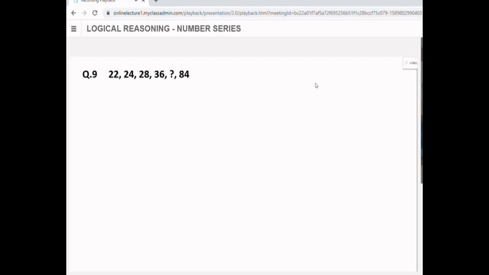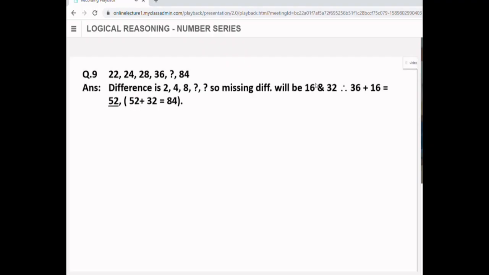Here comes the explanation. The differences are 2, 4, 8, question mark, question mark. The missing differences will be 16 and 32. 2 ka double is 4, 4 ka double is 8, 8 ka double is 16, 16 ka double is 32.